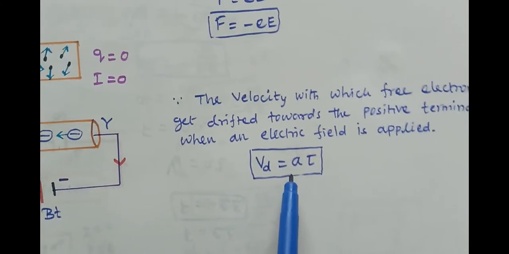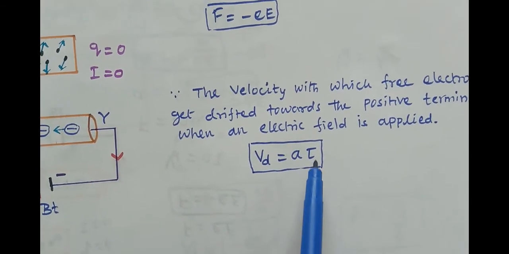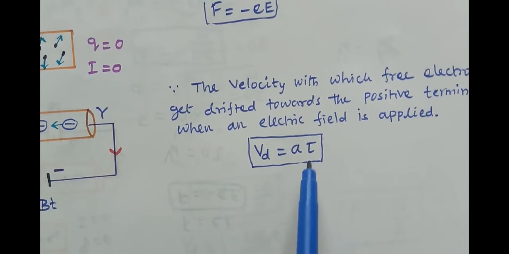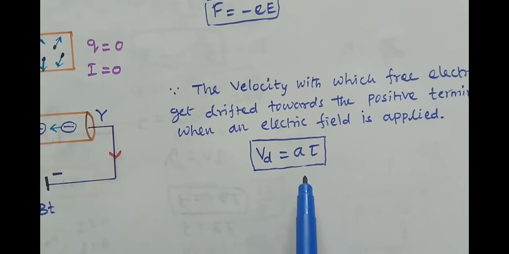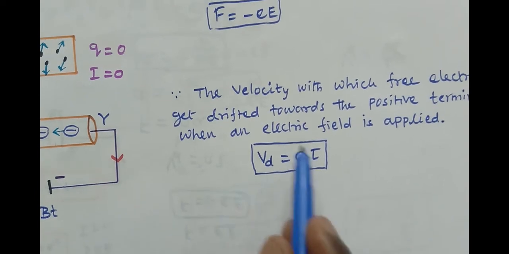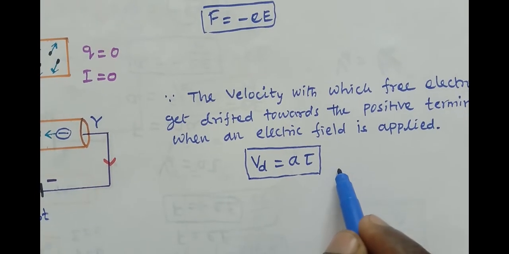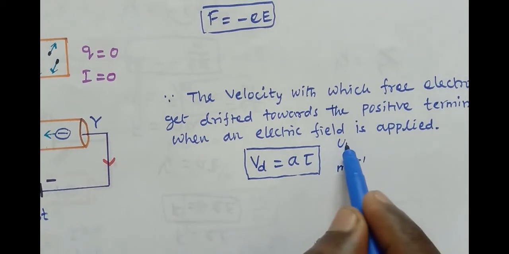Vd is equal to a tau. a is the acceleration of the electron. Tau is the relaxation time, that is, the average time between two successive collisions. Therefore Vd is equal to a tau. This is drift velocity. What is the unit of drift velocity? Meter per second. Already you know that, it is velocity.